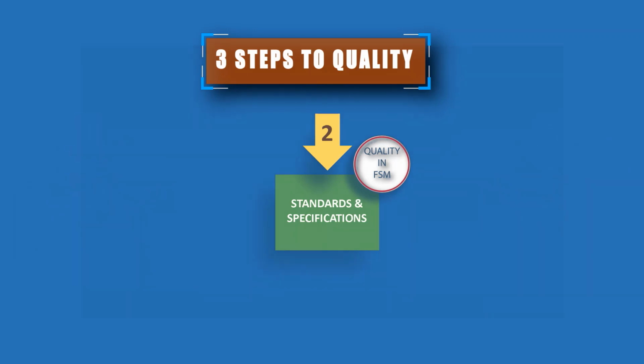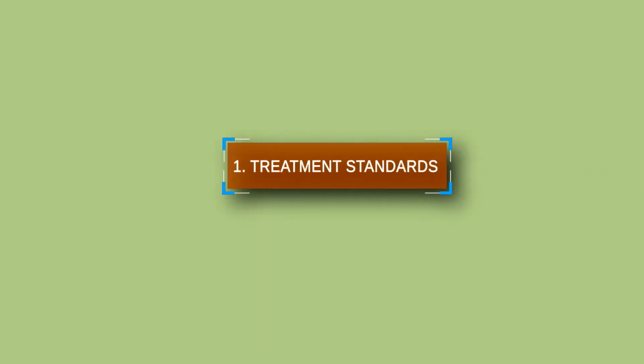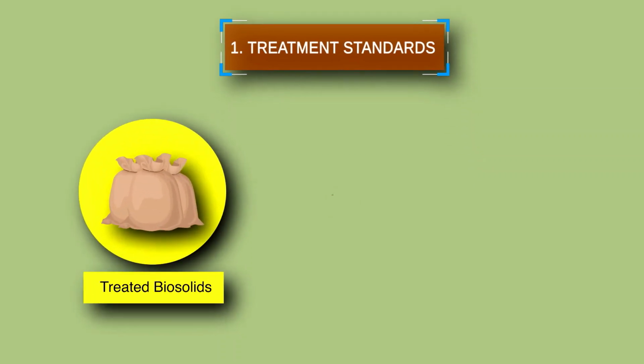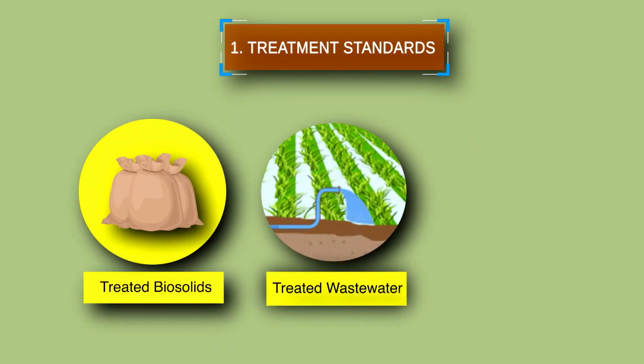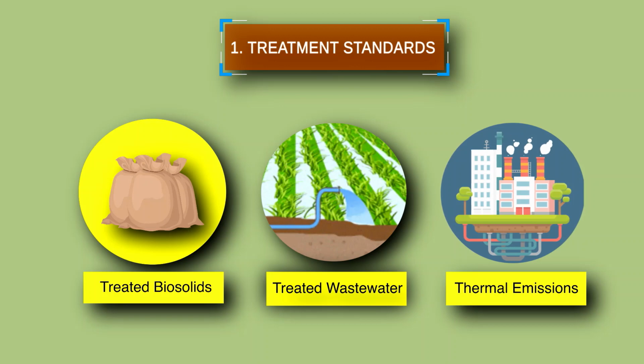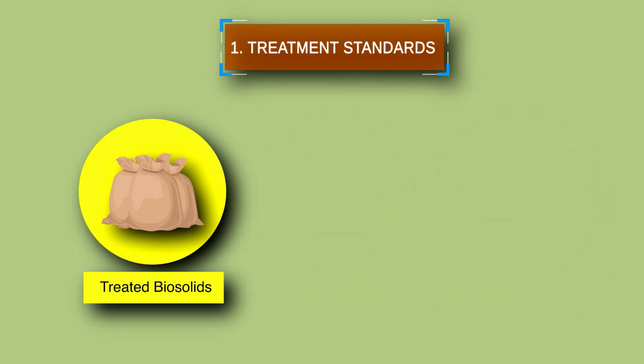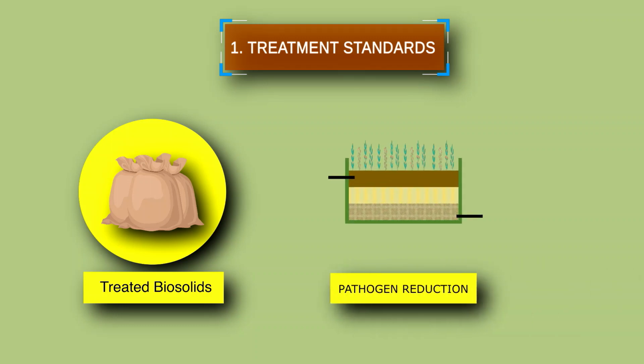Standards and specifications are a critical part of quality assurance and have to be defined for many aspects. In the case of FSM, we start with treatment standards for the FSTP. Standards are required for all the output products: treated solids, treated wastewater, emissions from thermal treatment. For example, treated solid standards have to address three main aspects: pathogen reduction.